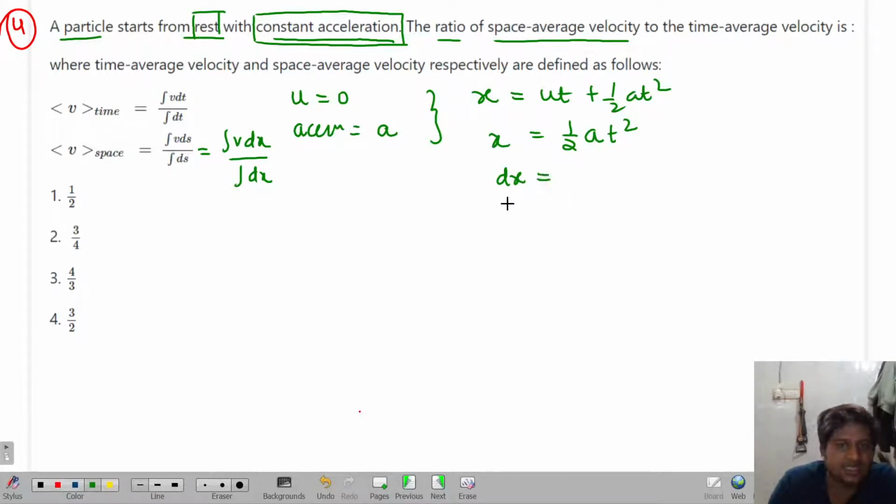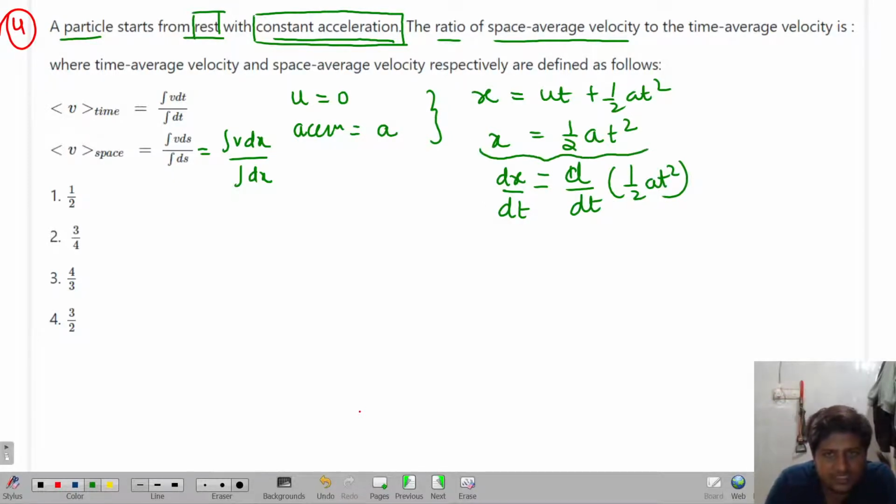I am trying to differentiate. What I am doing? I am differentiating over here. So what I can do, I can take d of x. This will become what? d of x divided by dt is equal to d by dt of half a t square. Means on both sides of this equation I am differentiating with respect to time.